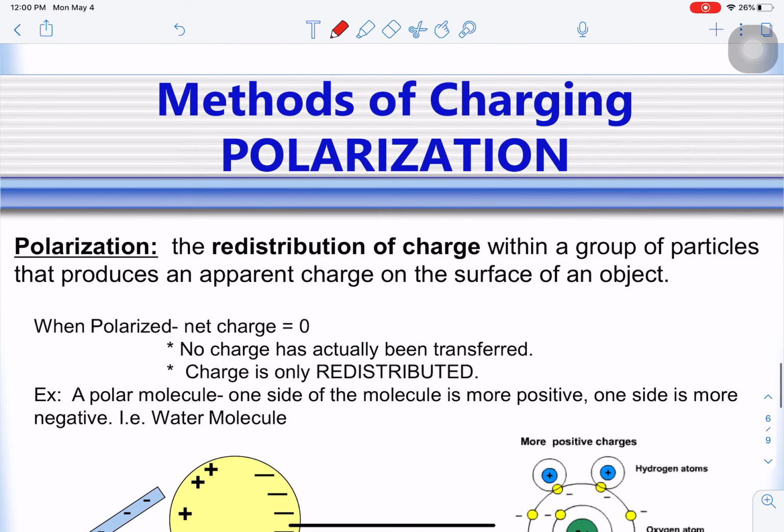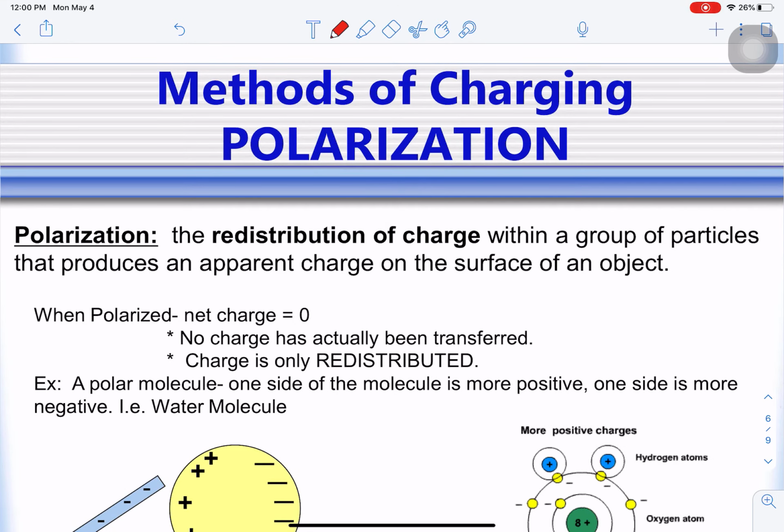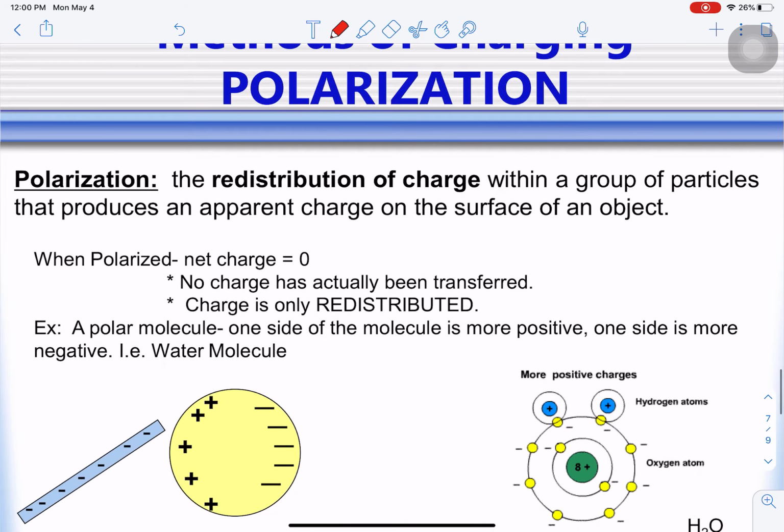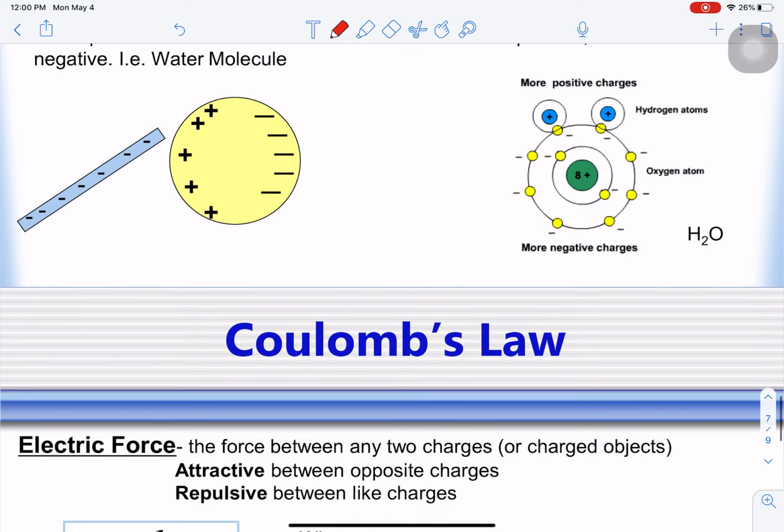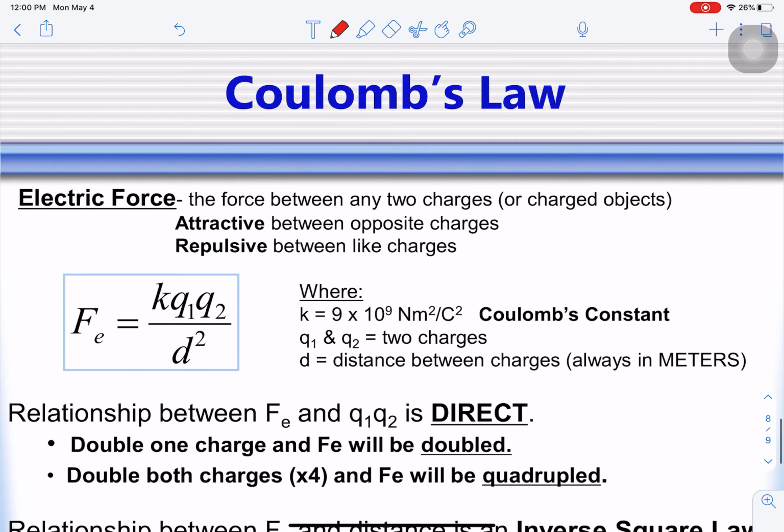All right. Polarization. We talked about polarization. You guys can go over this again. Something that's polarized. Now, I added a Coulomb's law slide because some people are asking about Coulomb's law, still a little bit confused, so let's go over it. Coulomb's law is all about the electrical force and how we find it. Whether the force is attractive or repulsive, we still use Coulomb's law to find that out. The electric force is just a force between two objects of any charge.